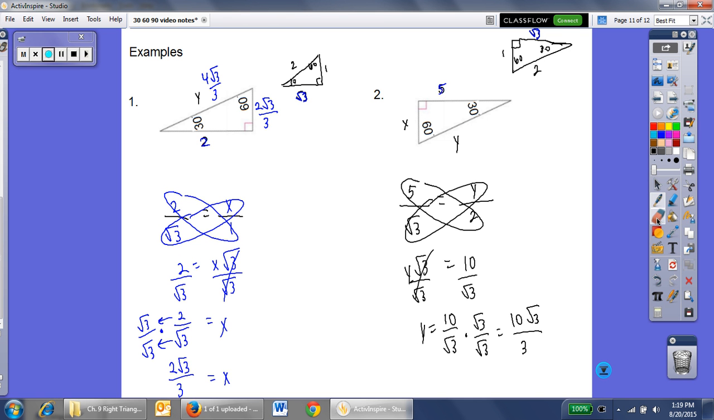Alright, so now we can fill that in. We just found y, which is the hypotenuse, so that's 10 square root 3 over 3. Using our pattern, we know that the short leg is just half of that, so let's just put 5 square root 3 over 3 and call it done.